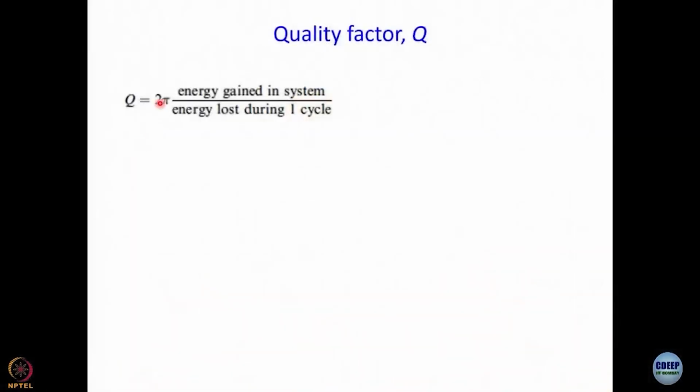Most likely we will have to come back to this issue of Q, but for the next 3-4 minutes at least, let me provide a glimpse of what it is. Q is the quality factor, Q for quality, and it is defined like this: 2 pi multiplied by the energy gained in the system divided by the energy lost during one cycle. Why will energy gain be there?